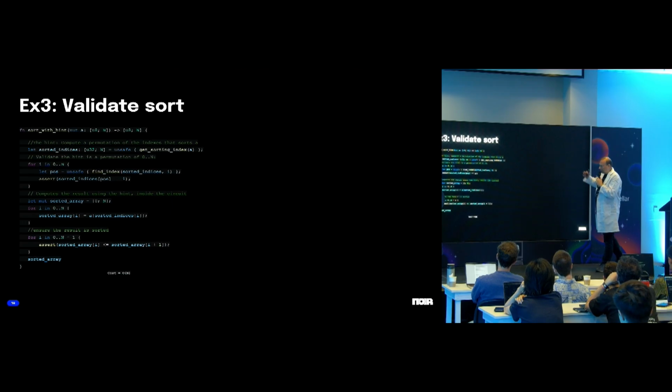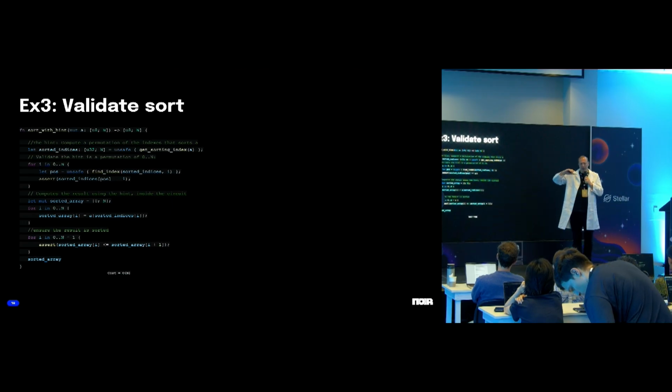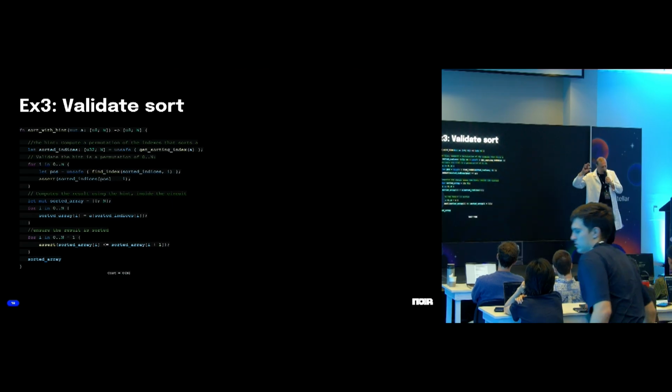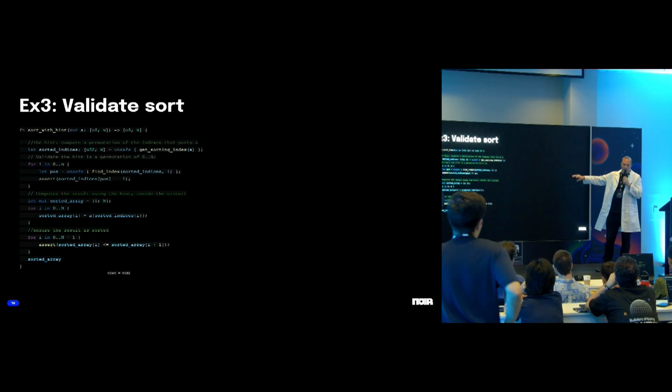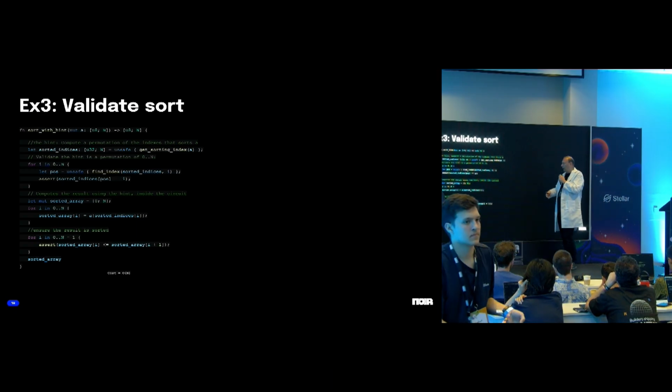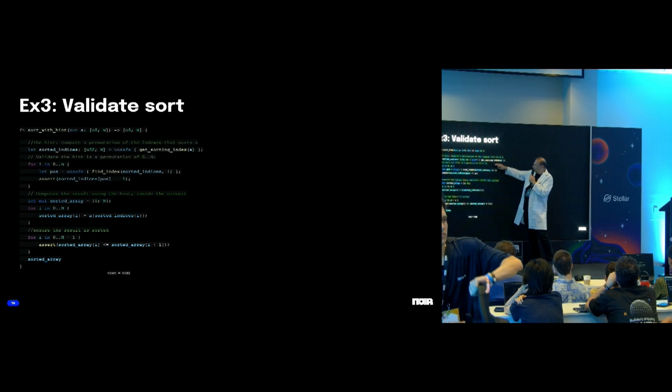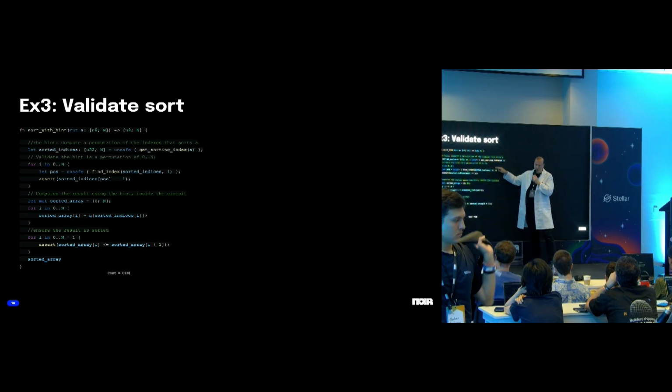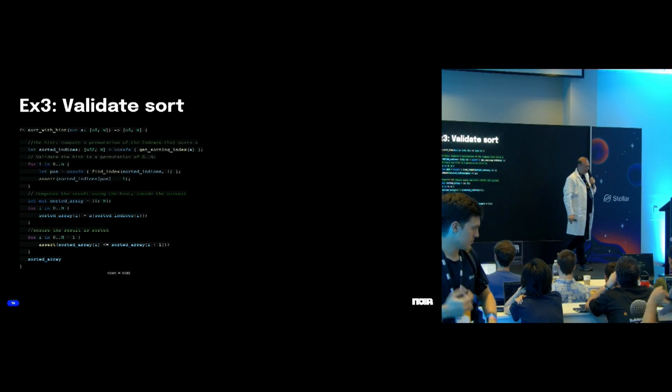So how does that work in the stack? You have your program, you compile it with Noir, which gives you the circuit. And it will also give you the kind of assembly code of all the unconstrained functions that you are using.